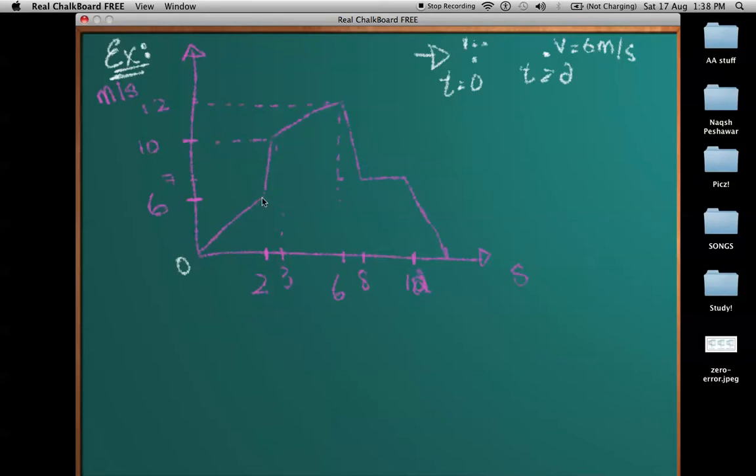Since the line is not horizontal, there will be a gradient, and we know the gradient of a velocity time graph, if it exists, means that it is acceleration. So we know that it accelerated uniformly. It's a uniform acceleration throughout. This is one straight line, so this is a uniform acceleration, and the velocity increases from 0 to 6 meters per second.